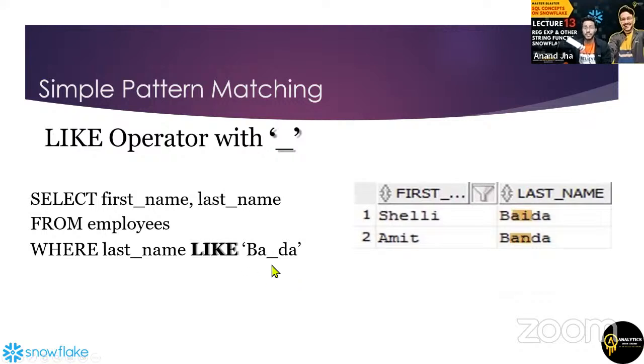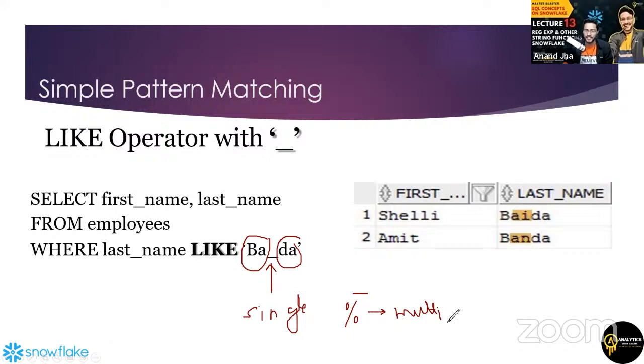Same thing. What is the meaning of underscore? I need the list of all the employee names which start with BA, end with DA, and have a single character in between. Your underscore denotes a single character. Percentage means multiple, underscore means single. Make sure you don't get confused. Percentage means multiple, and underscore means single.